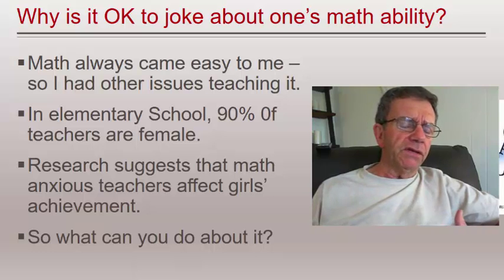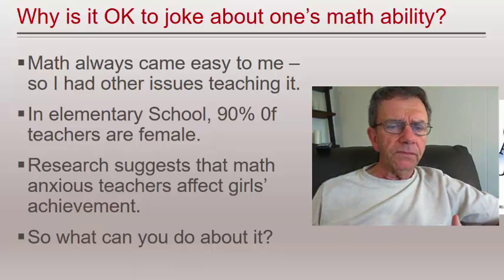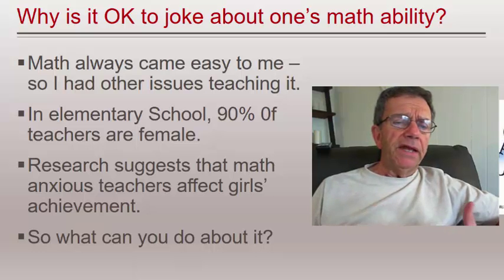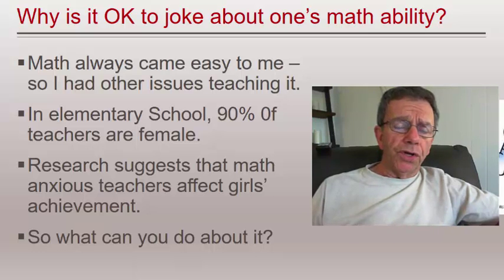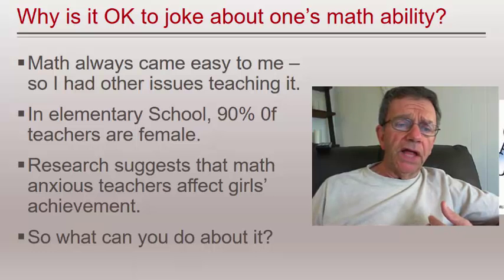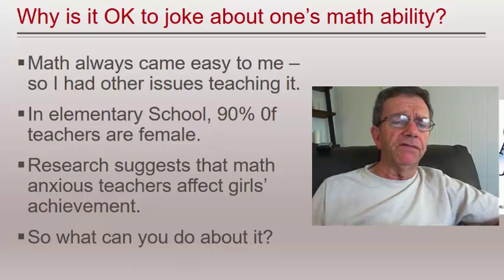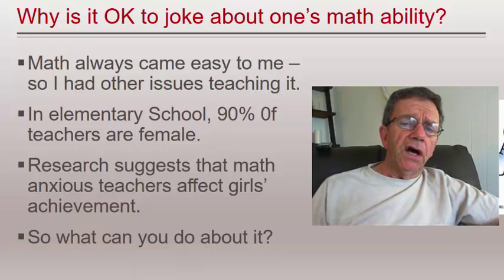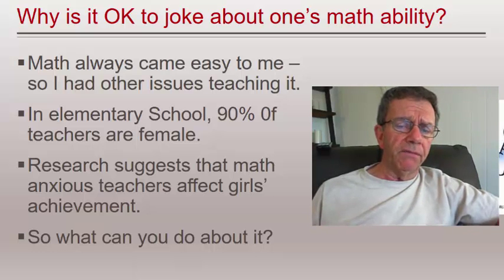So one of the things that you'll find in these articles is that 90% of elementary school teachers are female, and many of those female teachers weren't encouraged to be good at math. It was okay not to be a woman and not be good at math. And so what has happened is a lot of elementary school teachers don't have good feelings about mathematics, don't have great beliefs in their own mathematical ability, don't have confidence in their mathematical ability.